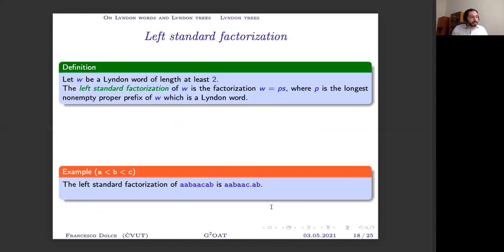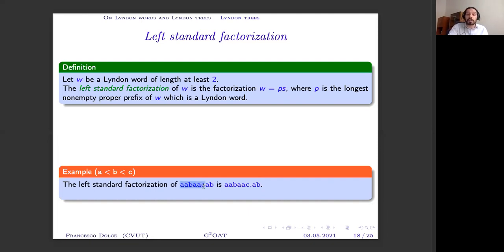Now, what is the link with, how can we construct a tree using linear words? Well, first I should define for you what a left standard factorization is. You maybe know about the right standard factorization, or maybe not, but the left standard factorization of a word is the factorization as prefix and suffix, such that the first part, this P, is the longest non-empty proper prefix that is also a Lyndon word.